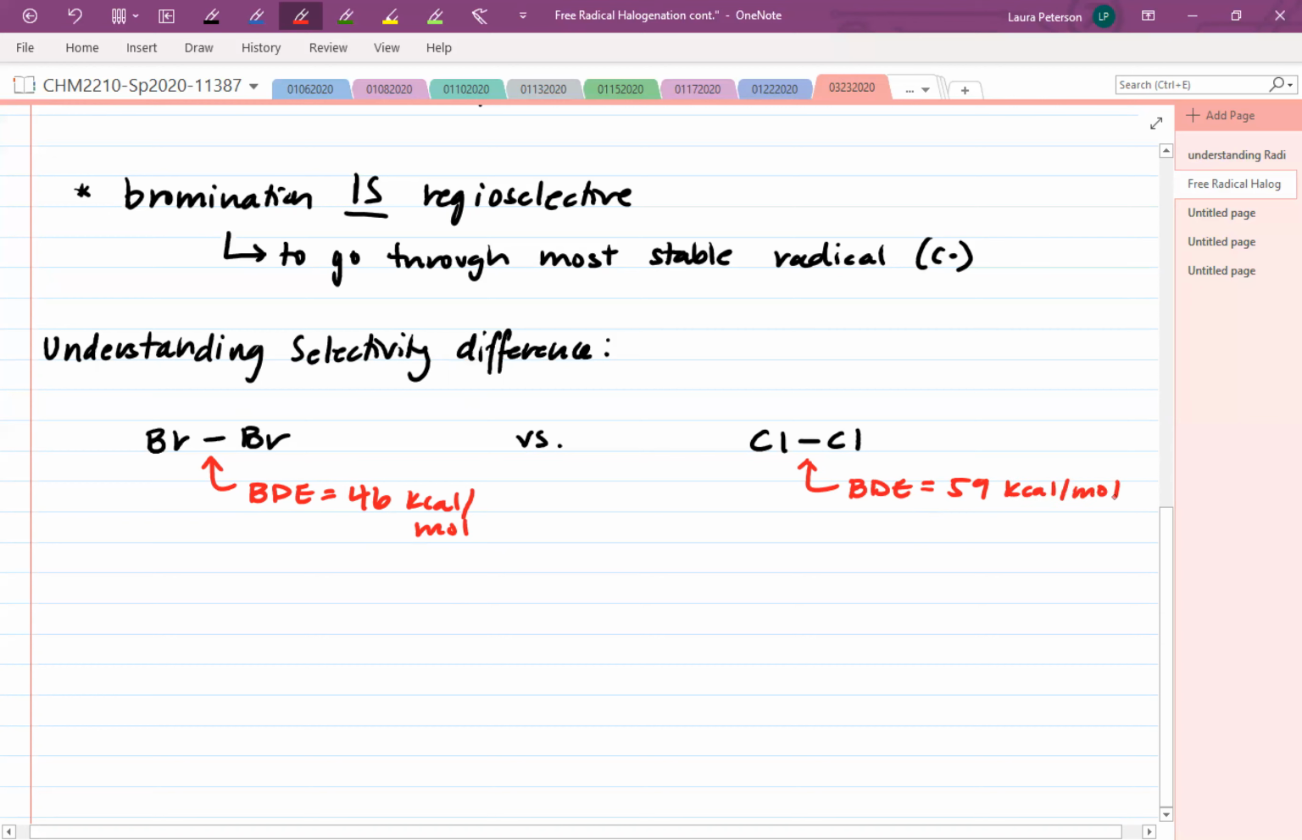Okay, so now that we have the BDEs, we can start to think about the radical selectivity. Given that bromine has a lower BDE, is the bromine radical more or less stable than the chlorine radical? Hopefully you said that the bromine radical is more stable. Okay, and over here we'll make a note that the chlorine radical is less stable.